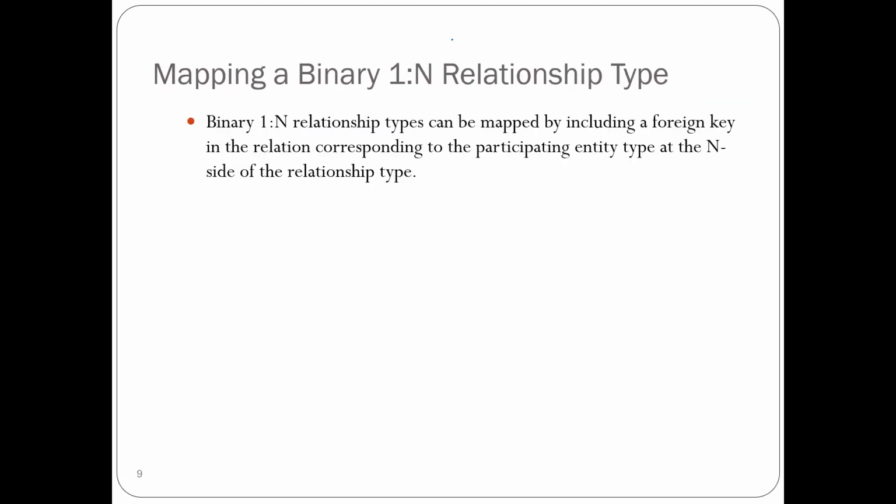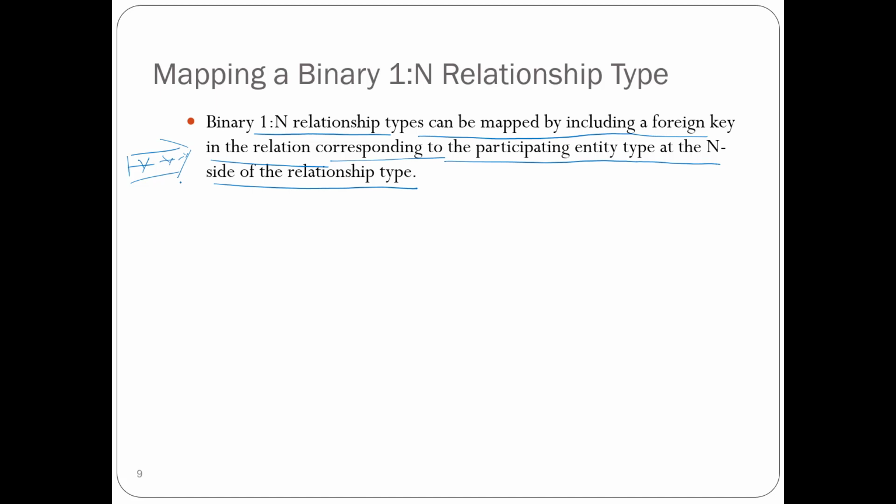the department relation. Now let's move on to the second cardinality type, which is binary one-to-n relationship type. Now, a binary one-to-n relationship type can be mapped by including a foreign key in the relation corresponding to the participating entity type at the n side of the relationship type, right? So this is simpler compared to one to one, because in one to one we had one on both the sides.